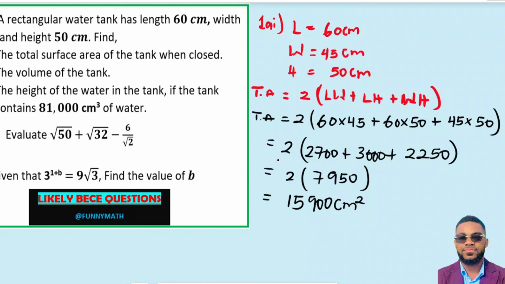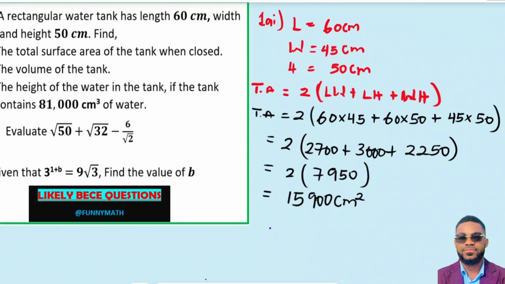Now let's come to the volume of the tank. So let's get that one here. That's going to be 1(a)(ii). Always remember to write the question number. That's very, very important. That is 1(a)(ii), the volume of the tank. So this is another formula way. You see, these questions are formula based. If you know the formula, you can just work it out.